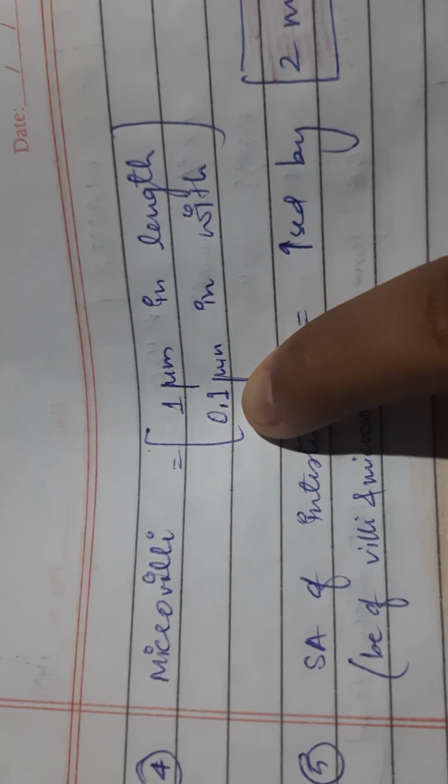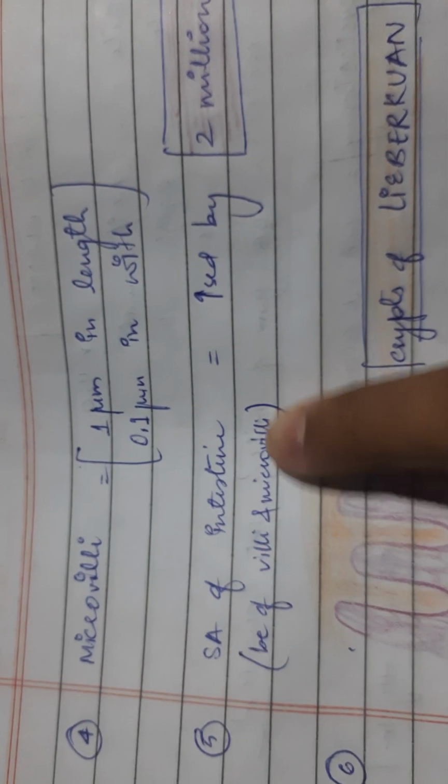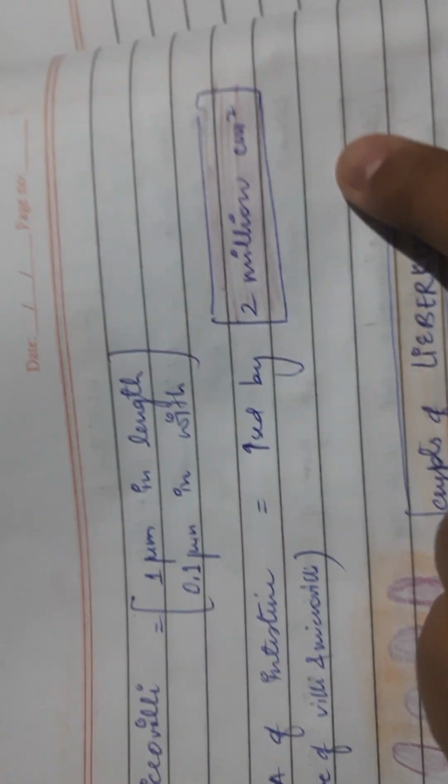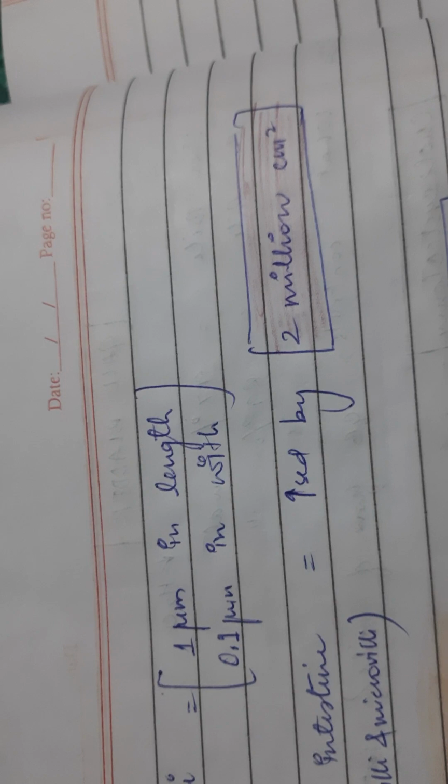Microvilli are 1 micrometer in length and 0.1 micrometer in width, and villi are 1 mm in length. Surface area of the intestine is increased by villi and microvilli by 2 million centimeter square.